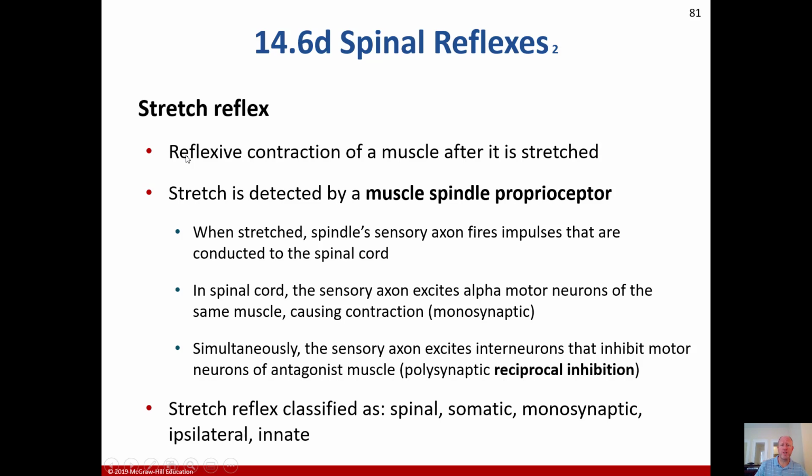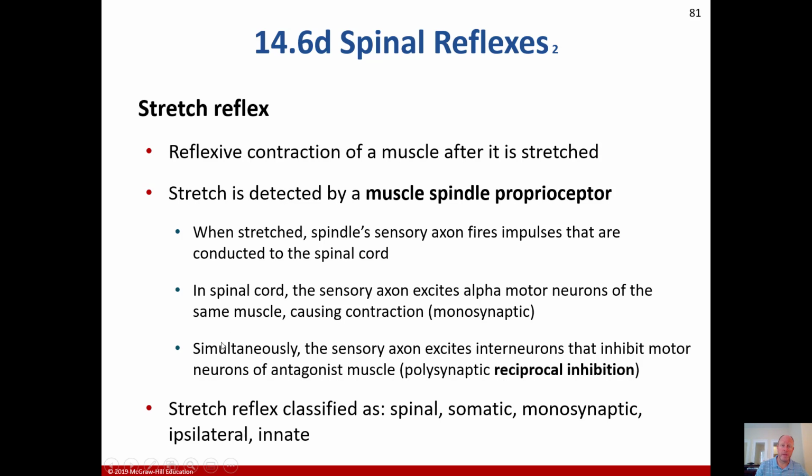It's a reflexive contraction of a muscle after it's stretched. The stretch is detected by a muscle spindle proprioceptor. When stretched, the spindle's sensory axon fires impulses that are conducted to the spinal cord. In the spinal cord, the sensory axon excites alpha motor neurons of the same muscle, causing a contraction, that's monosynaptic.